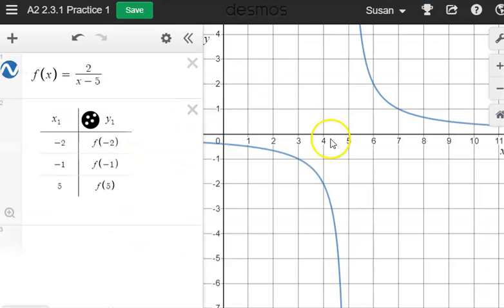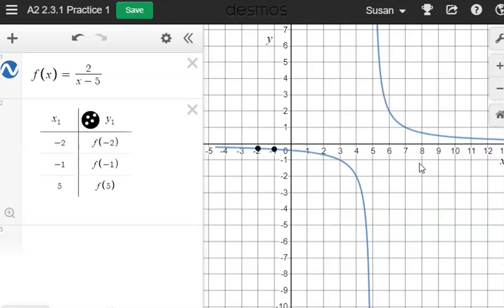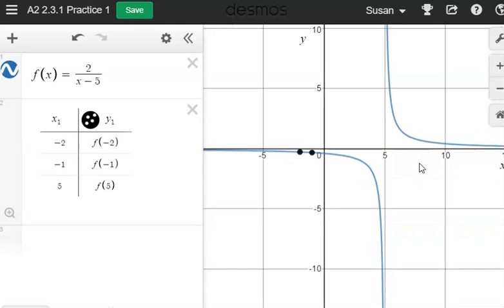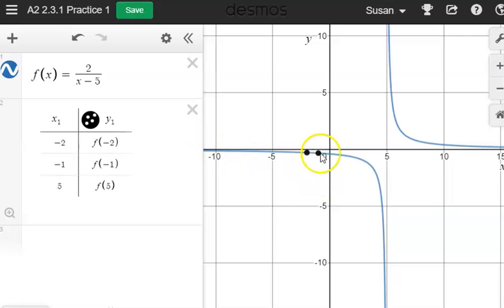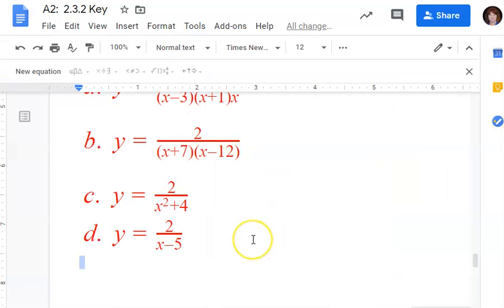Now, do we have a horizontal asymptote at 0? Well, yes, we do. You'll notice that it's approaching the x-axis on the right, and it's approaching the x-axis on the left. You can zoom out and see what's happening. If you zoom way out, you can see how this gets closer and closer to the x-axis. So it does have a horizontal asymptote at y is equal to 0. So D works.